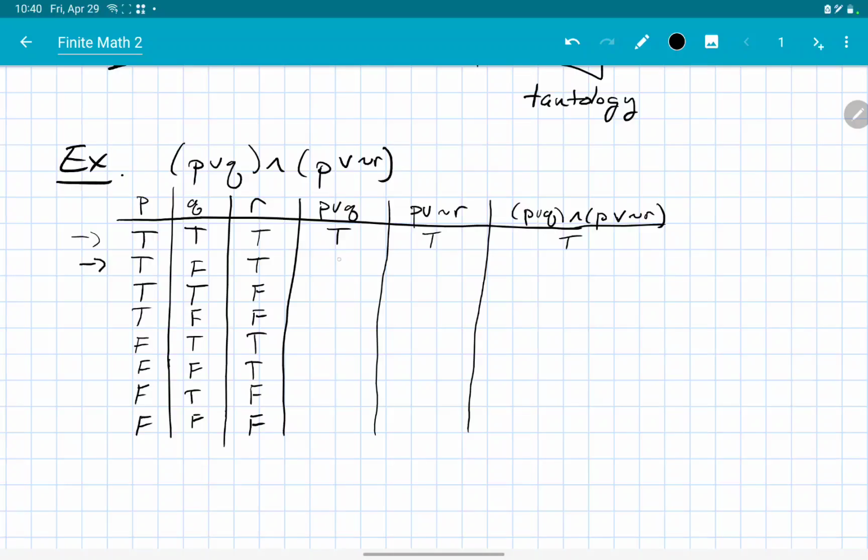Now let's go to the next row. P or Q, sure. P or not R, sure, because we have P. And then once we have these 2 true, we're good. Okay, P or Q, yep. P or not R, oh, we even have P and not R. So true. Okay, P or Q is good. P or not R, still good. And this is true.